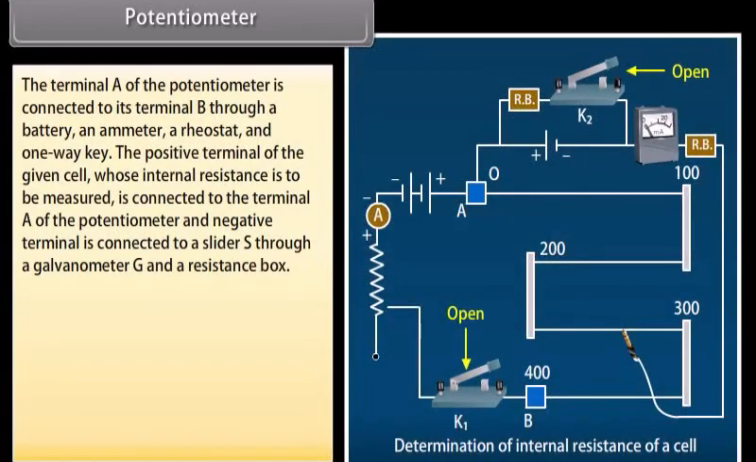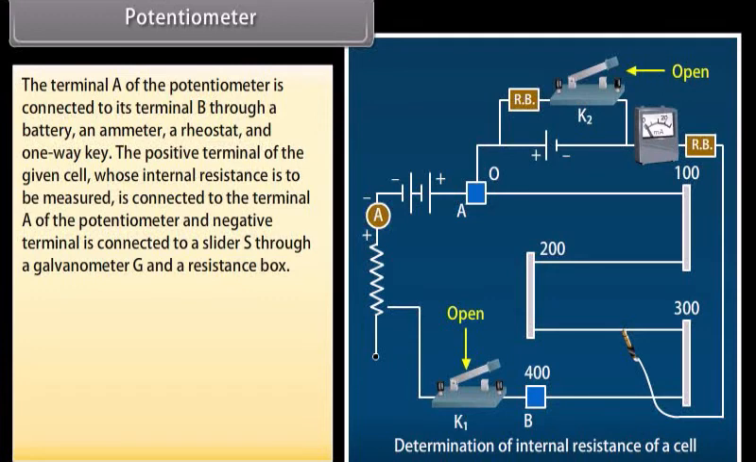The terminal A of the potentiometer is connected to its terminal B through a battery, an ammeter, a rheostat, and a one-way key. The positive terminal of the given cell, whose internal resistance is to be measured, is connected to the terminal A of the potentiometer, and the negative terminal is connected to a slider S through a galvanometer G and a resistance box.